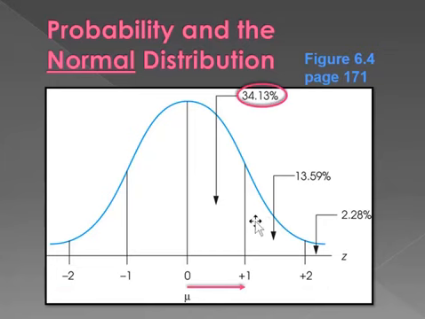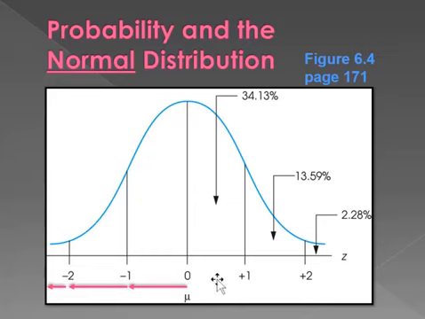So again, to reiterate more specifically, in a normal distribution, you get 34% and some change of our scores between the mean and 1 standard deviation, 13.59% between 1 and 2 standard deviations, and again, 2.28% falling beyond 2 standard deviations above the mean.